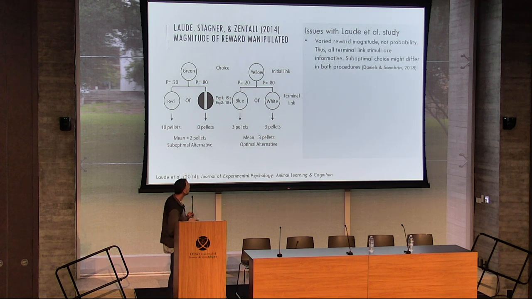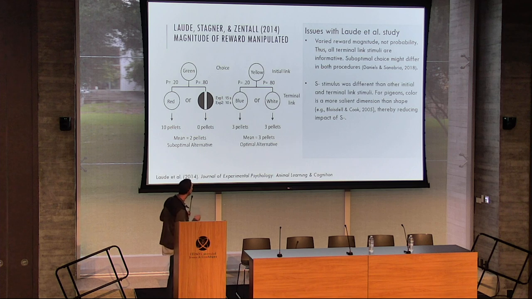Now, there were a couple of issues we identified with that study that maybe led to their not finding the same result that we generally see with inhibition. One, as I just said, they varied the reward magnitude, not the probability. Thus, all terminal link stimuli are informative of the outcome. And maybe what produces suboptimal choice might differ between these kinds of procedures.